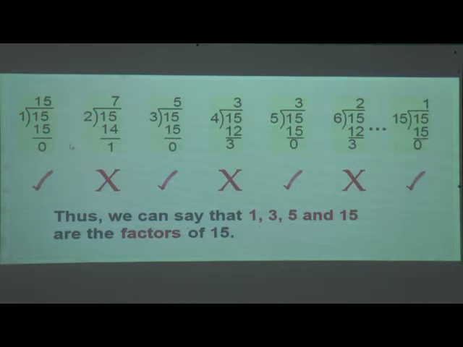So, where we are getting the remainders 1, 3, 3, those numbers are not factors of 15. And where we are getting the remainder 0, only those numbers are the factors of 15. So, what are the factors of 15? 1, 3, 5 and 15 are the factors of 15. So, when we divide the number, we must get the remainder 0. Then we can say it is a factor of the given number.